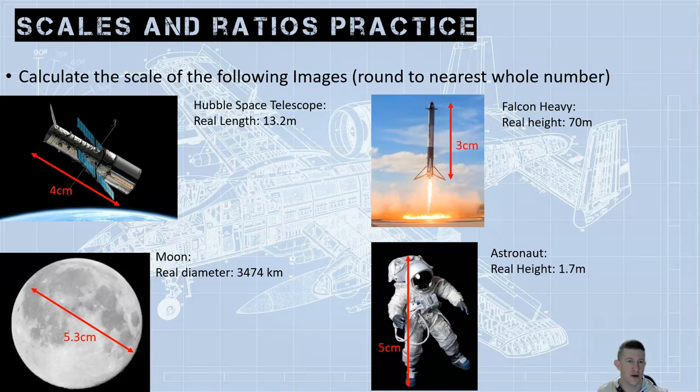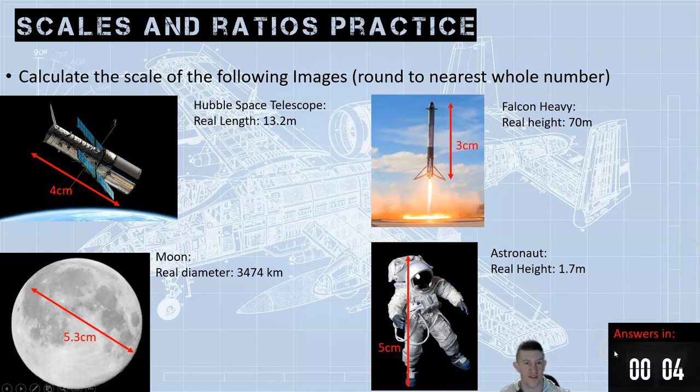Challenge question for you: calculate the scale of the following images. In this case, I want you to round it to the nearest whole number. Here we've got the Hubble Space Telescope. It's 13.2 meters, and it's been drawn with a length of 4 centimeters. Calculate the scale of this drawing and repeat this for the other questions. Answers will be up in 5 seconds. So pause the video, and once you complete, I'll give you the answers.